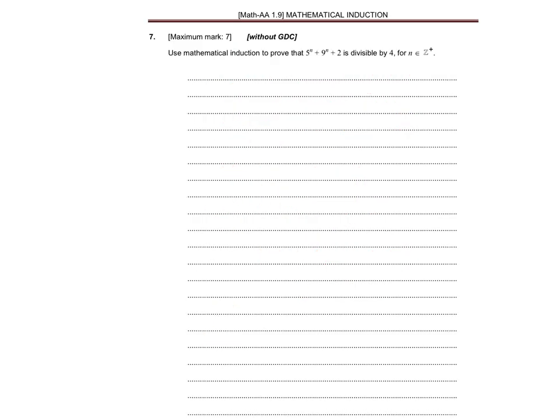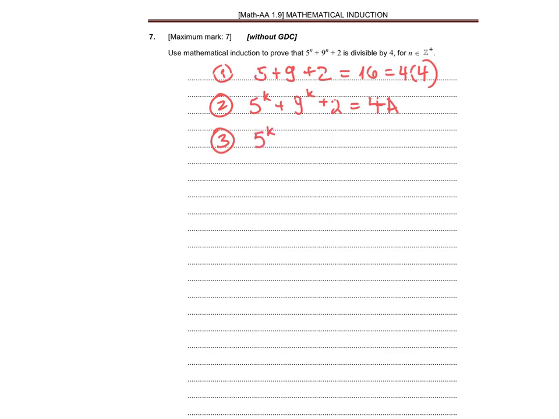Number 7. So step 1, show it's true. So for n equals 1, 5 plus 9 plus 2 is 14, 16, which is 4 times 4. So that's divisible by 4. Step 2, we have to assume this is true. So for A, we'll say, proposal up top. And we have to show it's true for this.